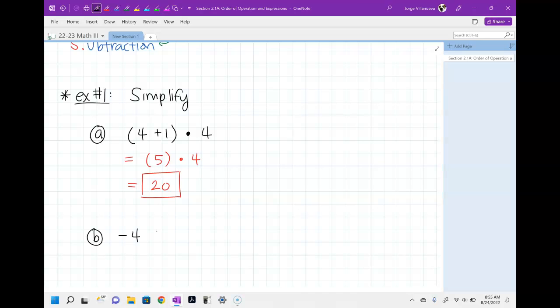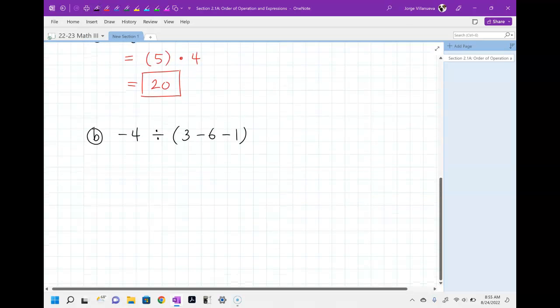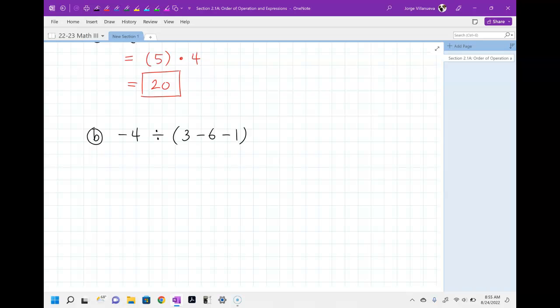Negative 4 divided by 3 minus 6 minus 1. So negative 4 divided by 3 minus 6 minus 1. So what should I attempt to do first in this one? Yeah, we got to do the parentheses, right? So we're going to do the subtraction of 3 minus 6, and then I'm going to subtract 1.